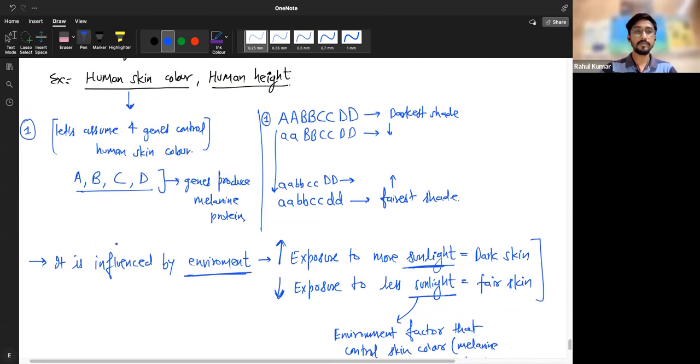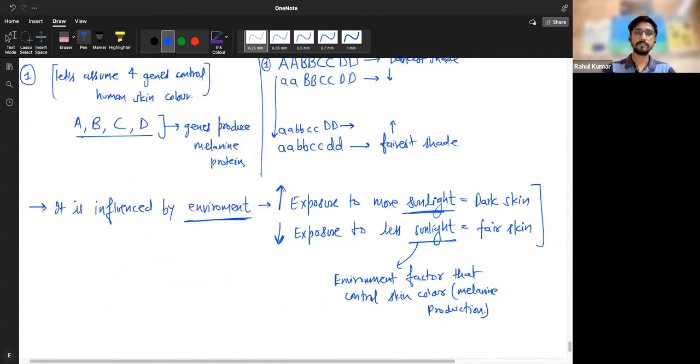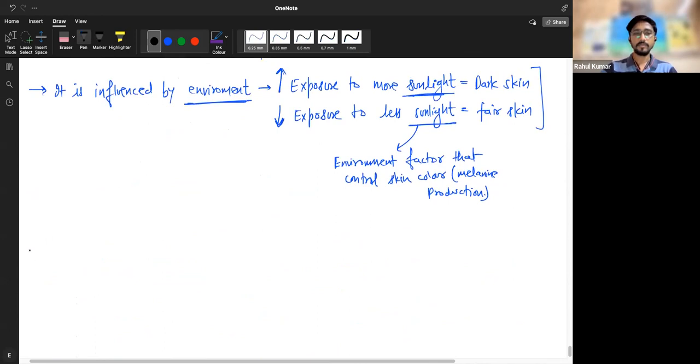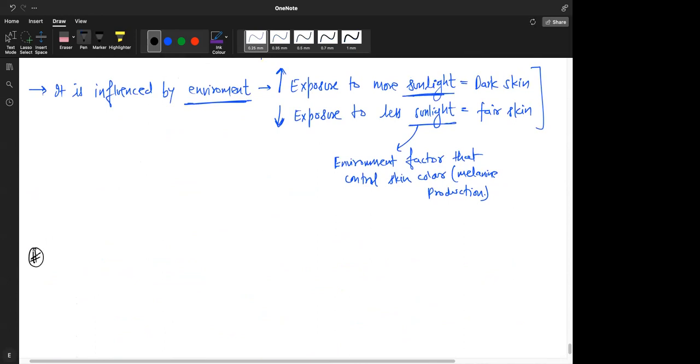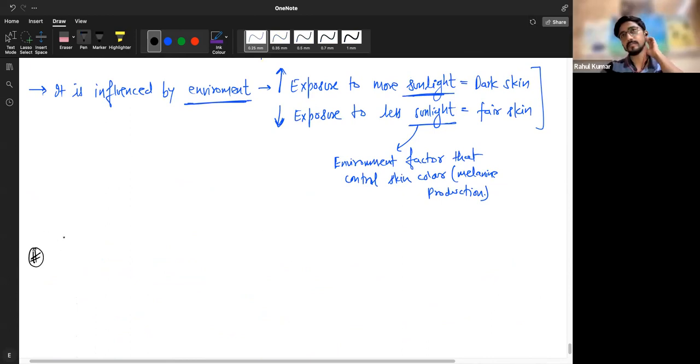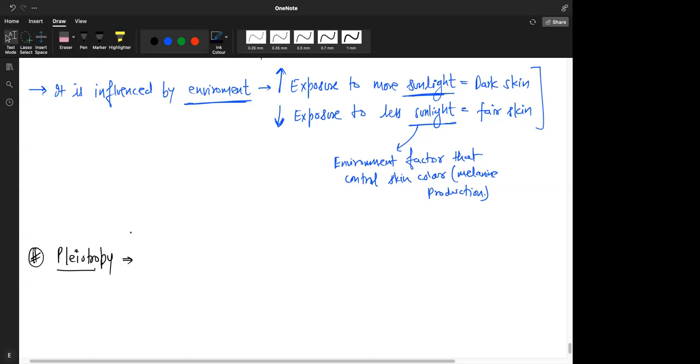Second thing that I'm going to tell you is the opposite of polygenic inheritance. What was polygenic inheritance? A trait is controlled by 3 or more genes. Yes, one character, multiple genes. Now there is something called pleiotropic inheritance or pleiotropy. Pleiotropy is the opposite. One gene which controls multiple characters.